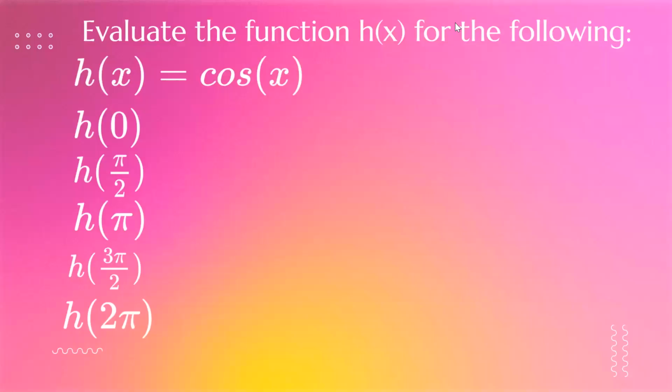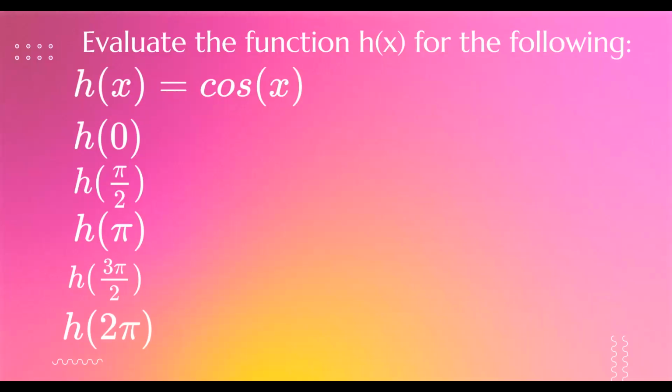So now we're going to be evaluating the function h of x. For the following, h of x is defined to be cosine of x. And we still want to find h of 0, h of pi over 2, h of pi, h of 3 pi over 2, and h of 2 pi. So first things first, we are going to want to draw a quick little visual for us just to help us remember what we're dealing with here, our units of measure, things like that.